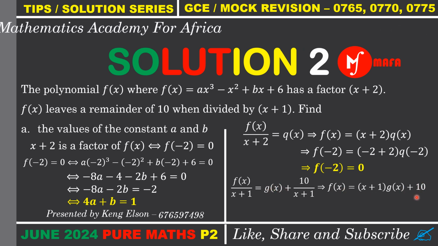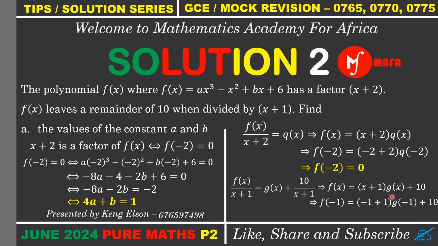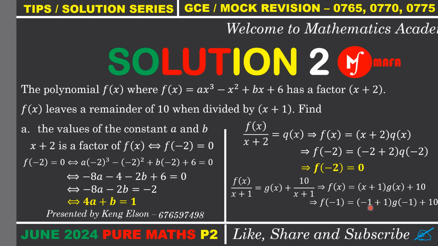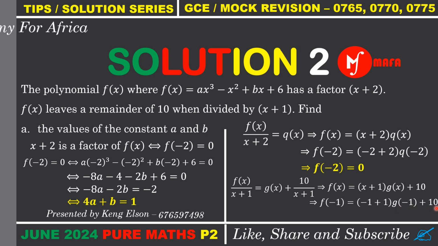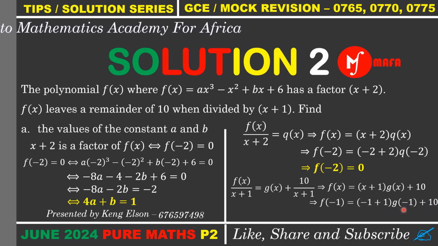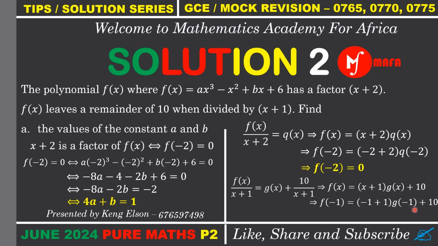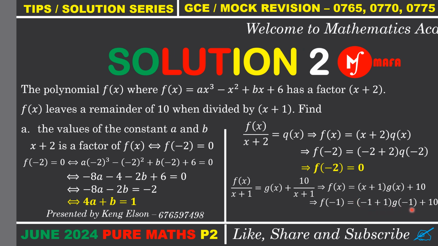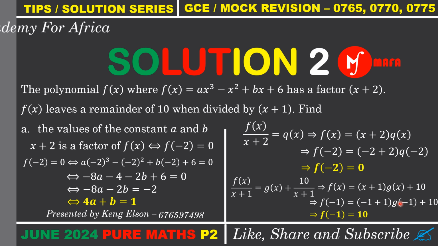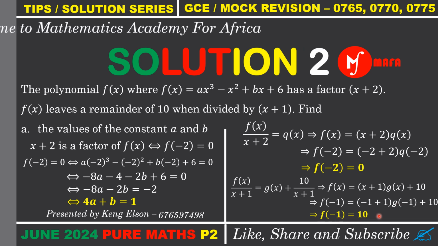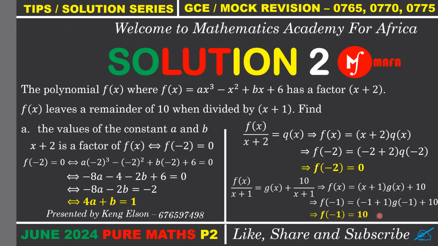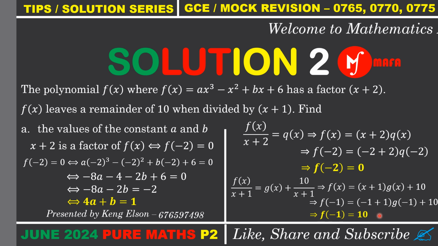which is our remainder. We now realize that if you look for f of -1, it gives us -1 plus 1 times g of -1 plus 10. We don't need to know what g of -1 is because we are certain that everything here becomes 0, because -1 plus 1 is 0. So at the end of the day, we clearly see that f of -1 is equal to 10, which is how you always conclude.